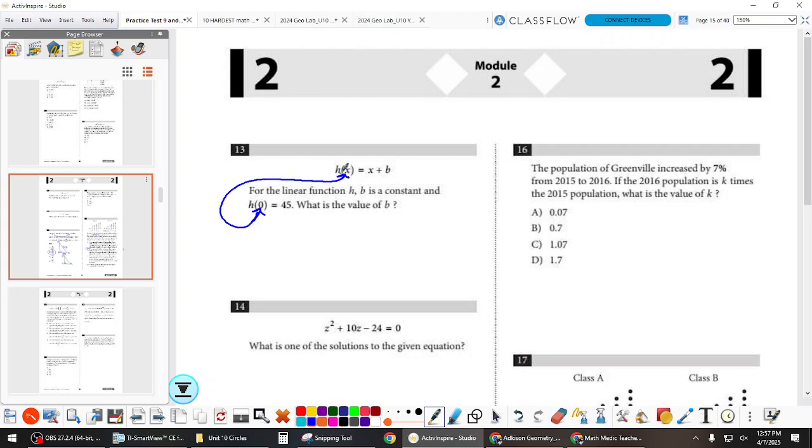Do you see how x became 0? That's what this notation means. Whatever is in the parentheses is what you plug in for x. So if I plug 0 in for x, what becomes b? Look, if I plug 0 here for x, and it's supposed to equal h of 0 is 45, then what does b have to be? It has to be 45. So this is a no-calculation problem.